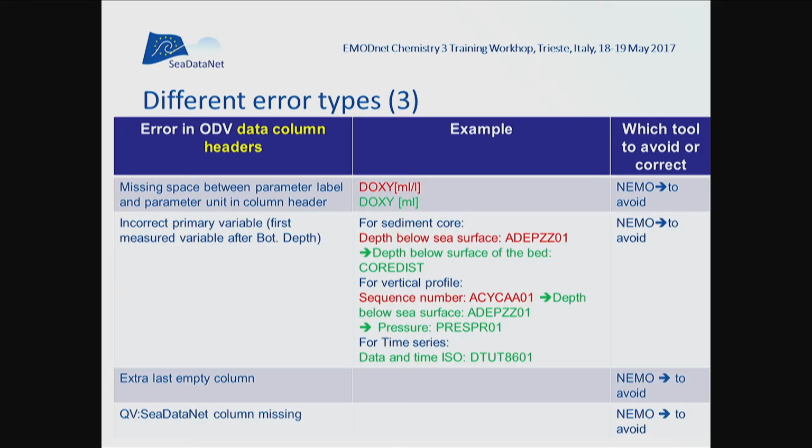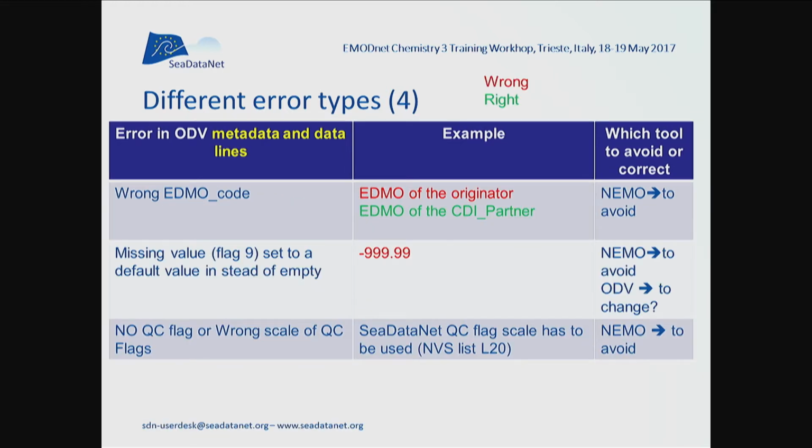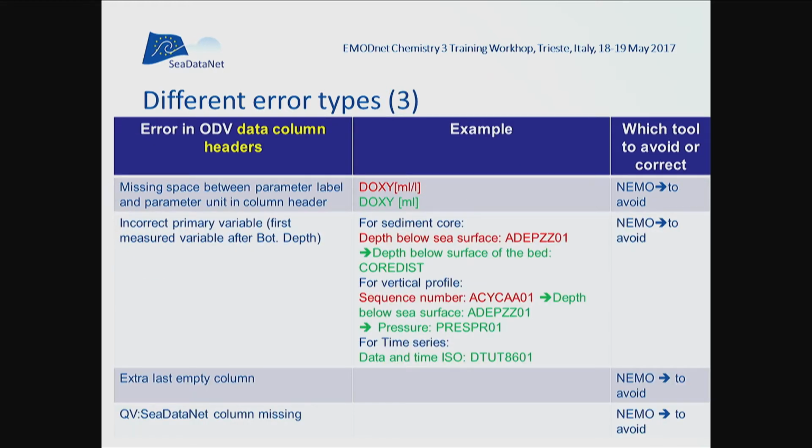Again, there are errors in ODV data column headers, such as, for example, a missing space between the name of the parameter and the unit, as you can see here. Or the primary variable, which is the first measured parameter in the ODV file, must be an authorized primary variable. And the list of the authorized primary variables is given in ODV.